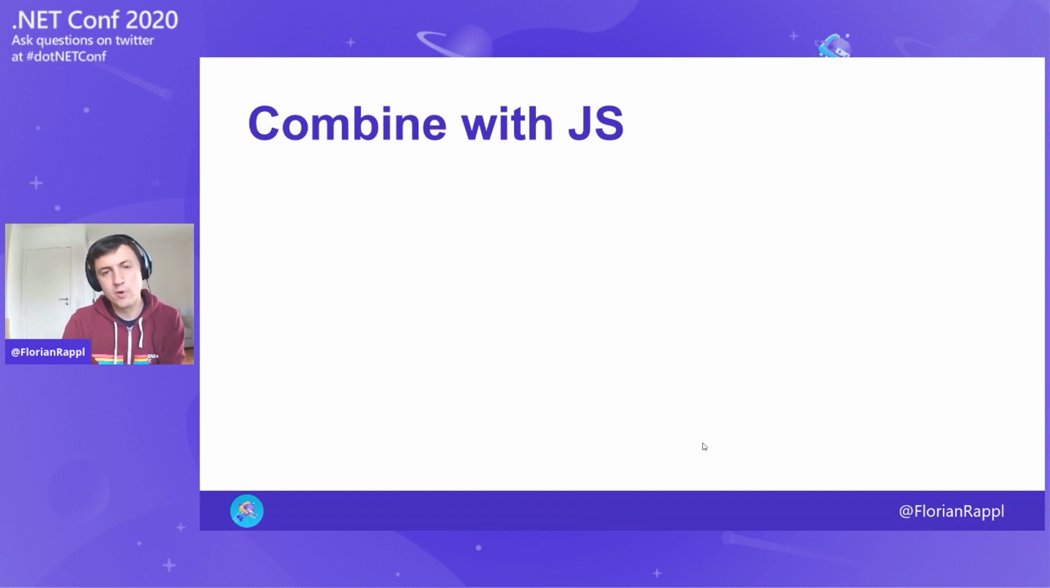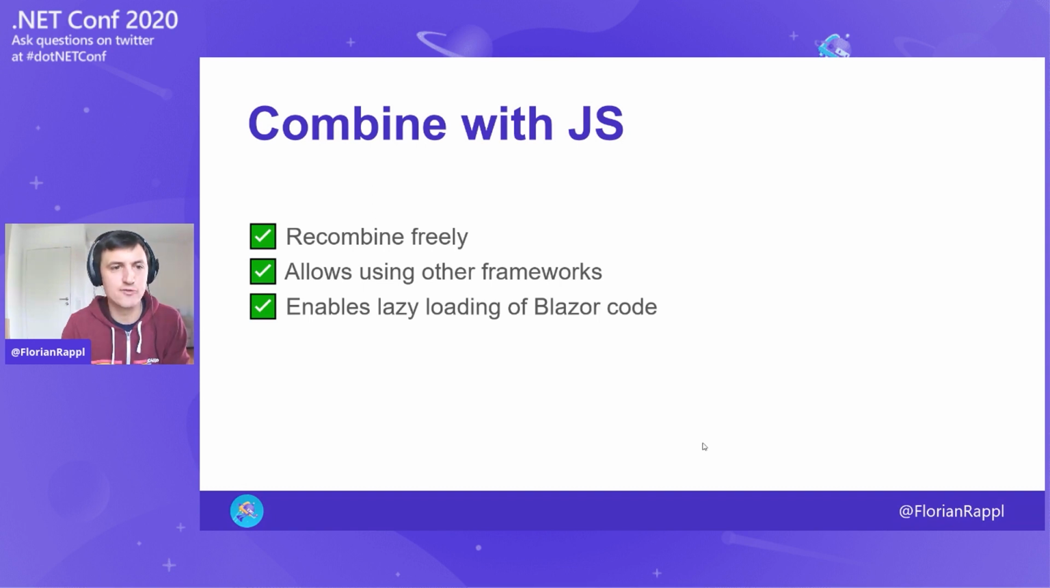So the second approach I want to highlight here, and then I want to go into the challenges of this approach, is we can combine it with JavaScript. So what if we start with JavaScript and then say, Blazor is just another technology in there? What does that give us? It leaves us with the advantage that we can recombine now freely. We can combine React with Blazor, with Angular, with Vue, whatever. Additionally, lazy loading of Blazor is suddenly possible.